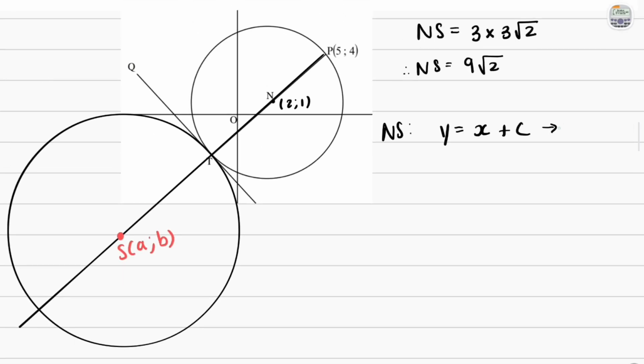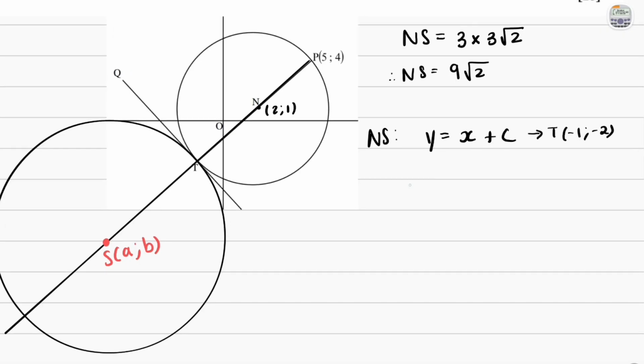So we'll substitute negative 1 and negative 2, negative 2. Okay, so that is negative 2 is equal to negative 1 plus c. And so c is equal to, transpose the negative 1, 1 minus 2 is negative 1. So the equation of this line NS is y equals x minus 1.